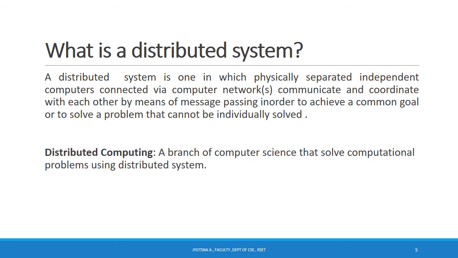So the physically separated, spatially separated, geographically dispersed independent computers means each computer has its own memory and own processor. The computers are independent. They do not share memory. These physically separated independent computers connected through network communicate and coordinate by passing messages for solving a problem which cannot be solved by a single computer. Such kind of infrastructure is called a distributed system. And the branch of computer science that solves computational problems using distributed systems is called distributed computing.